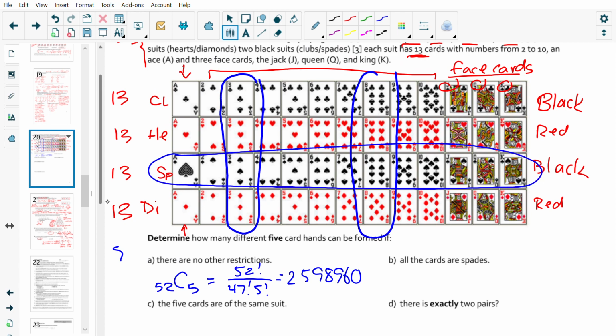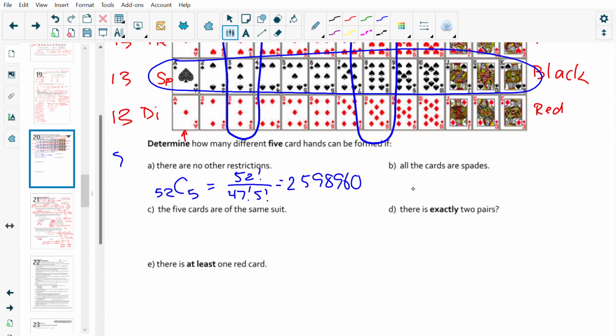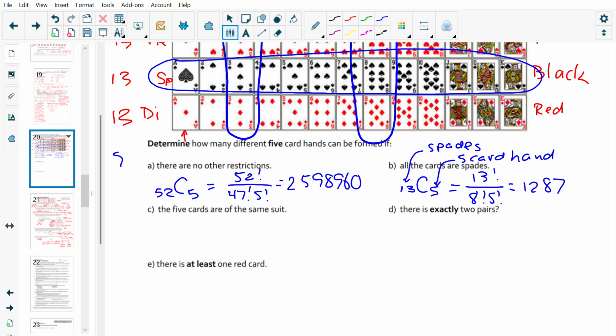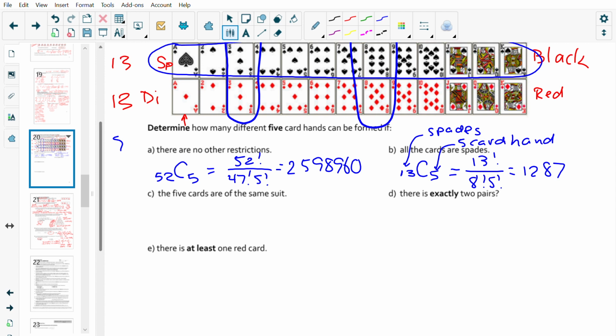Part B, what if all the cards are spades? So here are my spades, folks. I have 13 of them, so I have 13 possible cards to choose from. So it's a combination of 13 things taken 5 at a time, a 5-card hand. That equals 13 factorial over 8 factorial times 5 factorial. That is only 1,287 possible ways to make a 5-card hand with only spades.